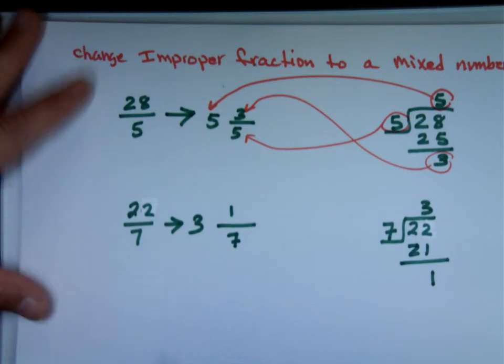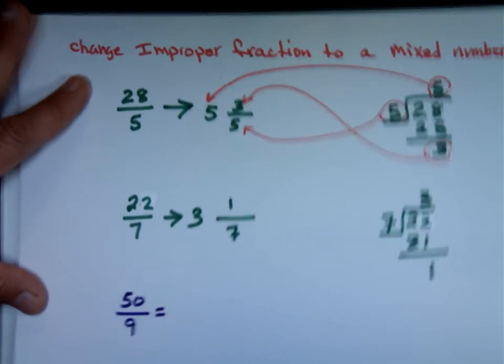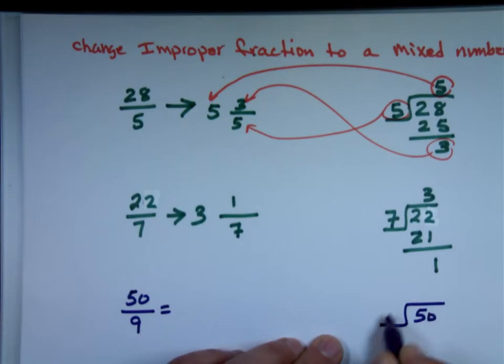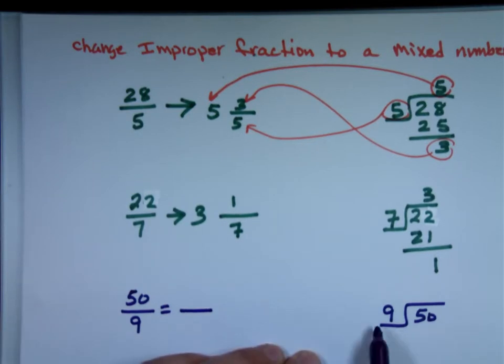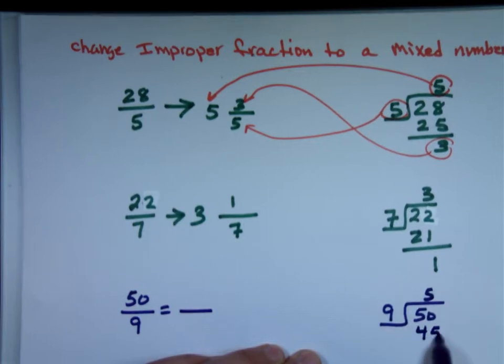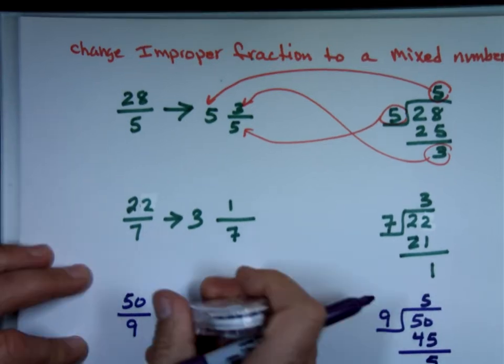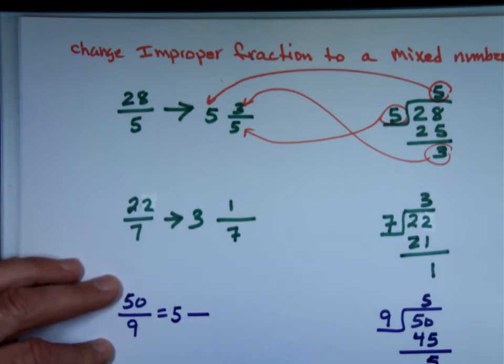Let's try 50 over 9. 50 divided by 9. Could it be 5? 5 times 9 is what? 45. What's the remainder? 5. That number here goes in the front. And what's the remainder? 5 out of 9.